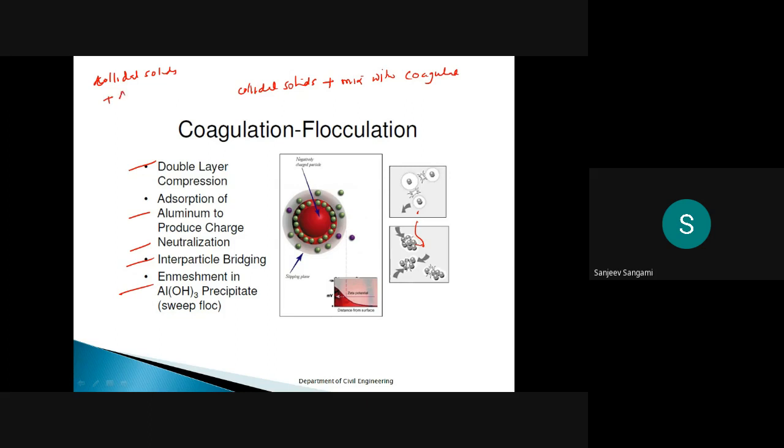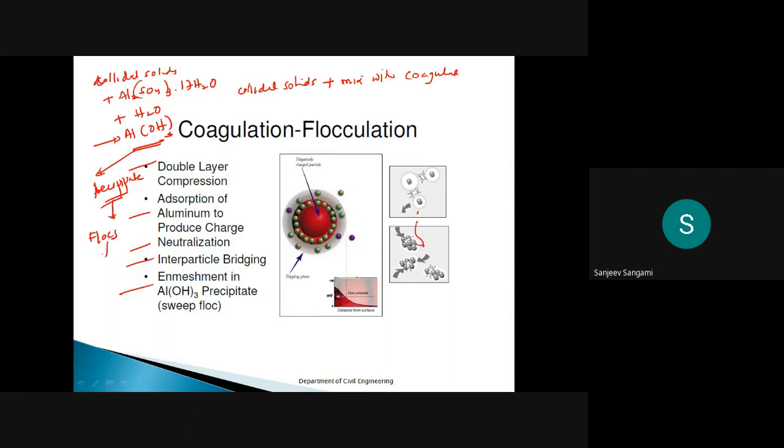plus your Al2(SO4)3·17H2O plus water. So if it mixes, it will form Al(OH)3. Okay, this is nothing but precipitate. Here at the bottom, you can see that some of the flocs are formed.